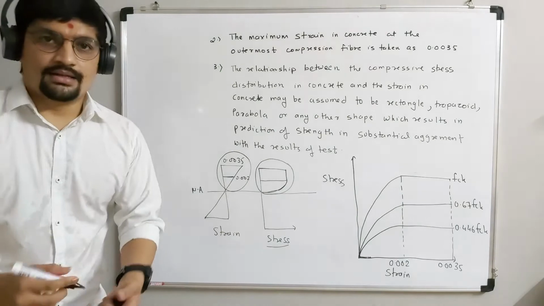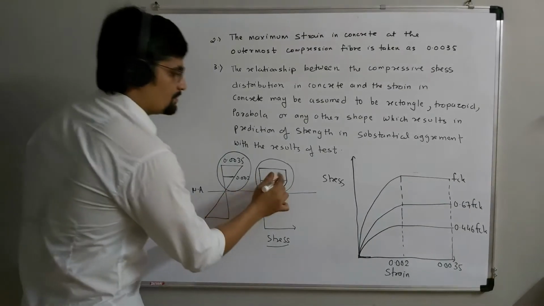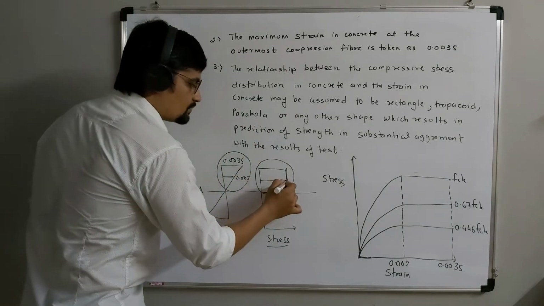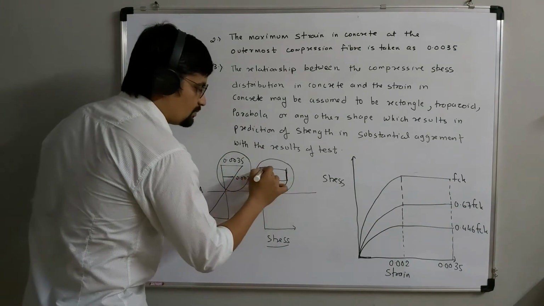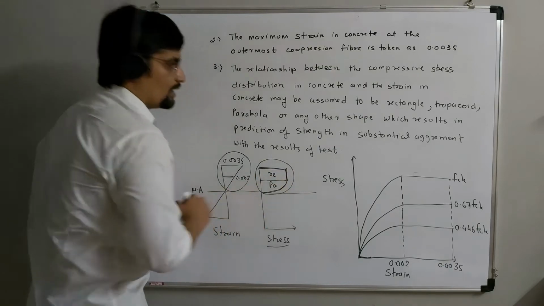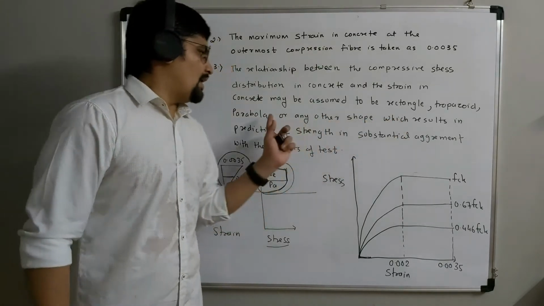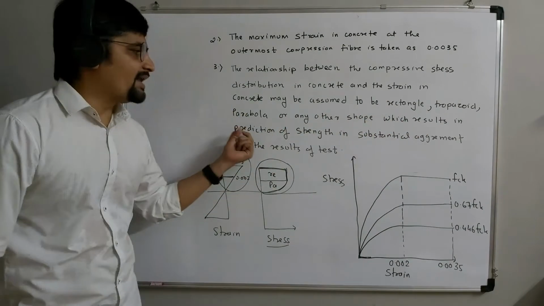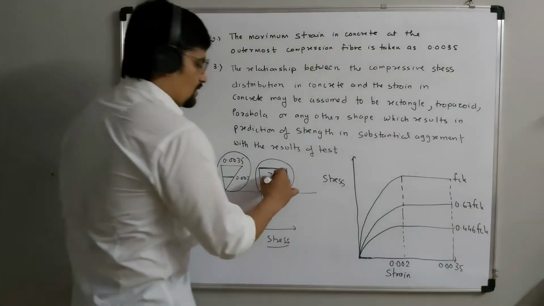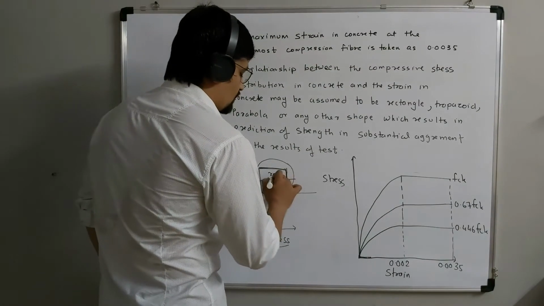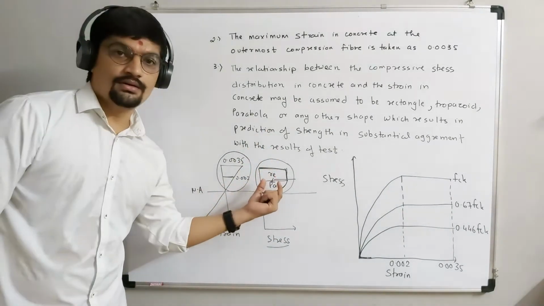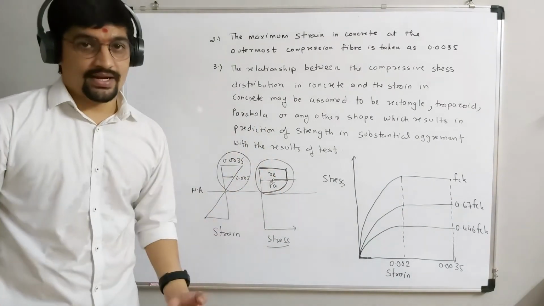But after that, the stress becomes constant and the strain will increase. So up to this value it will be constant. This portion will be rectangular, and this is the parabola, or any other shape which results in prediction of strength in substantial agreement. Means we need to find what the compressive strain is and what the compressive stress is here.